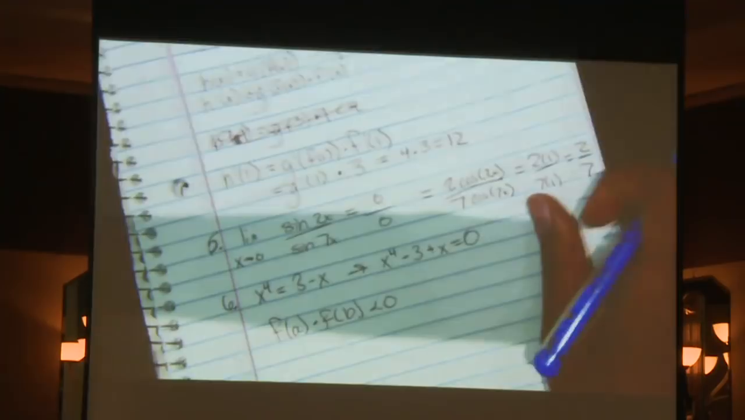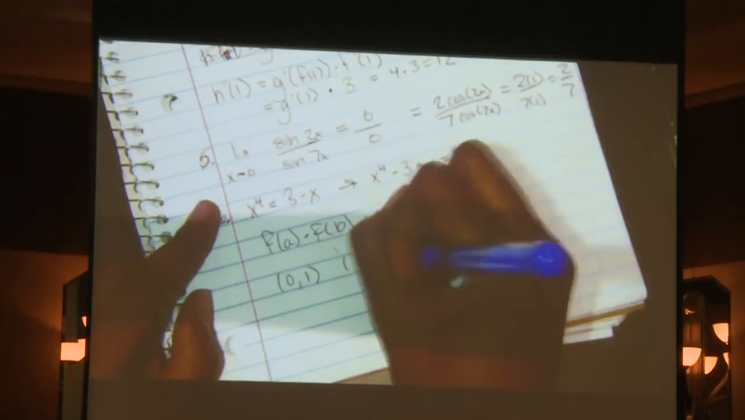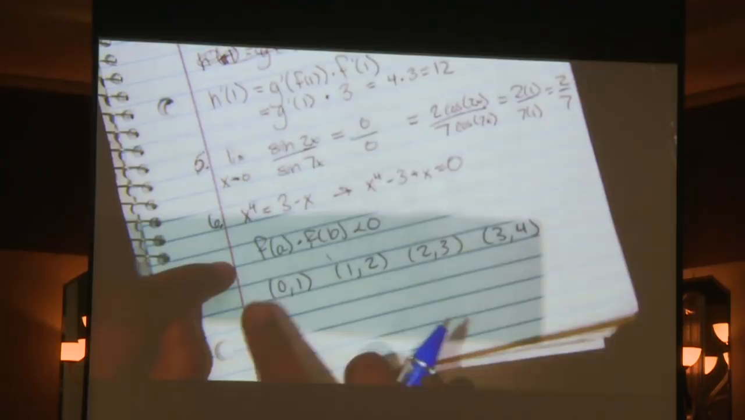So let's go ahead and test. I'm just testing each one of these numbers. My intervals are 0 to 1, 1 to 2, 2 to 3, or 3 to 4, and we're going to choose out of those 4 intervals. So this is basically 0, 1, 2, 3, 4.